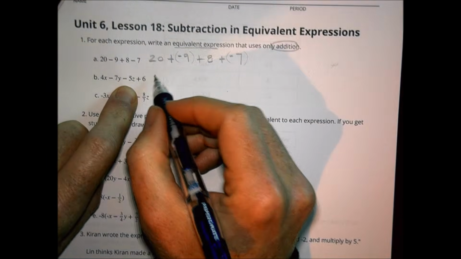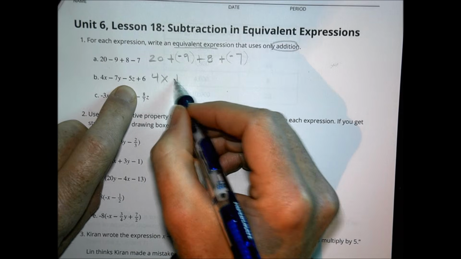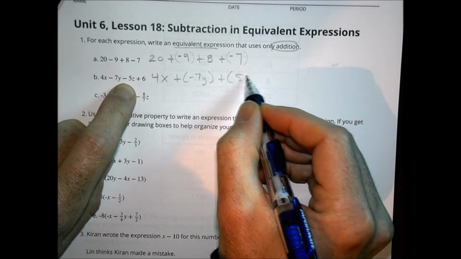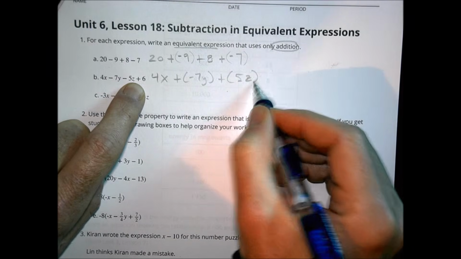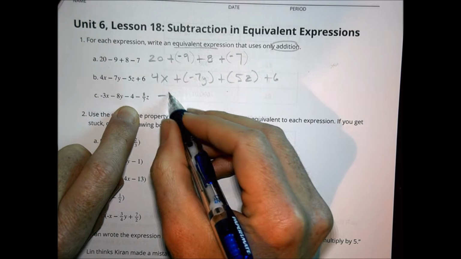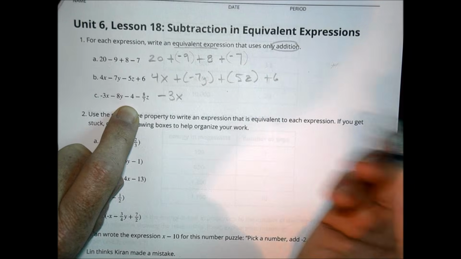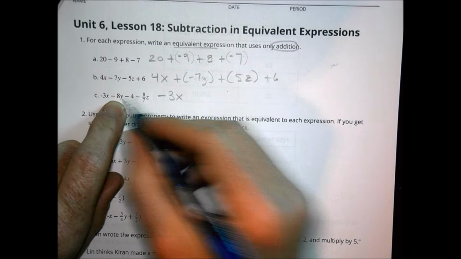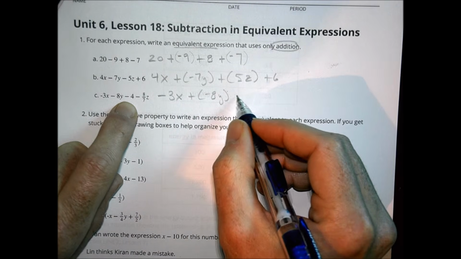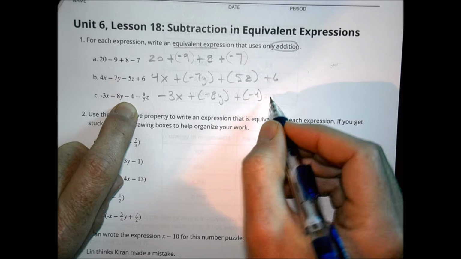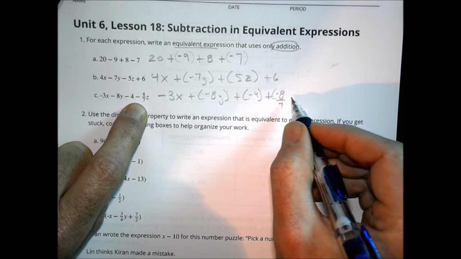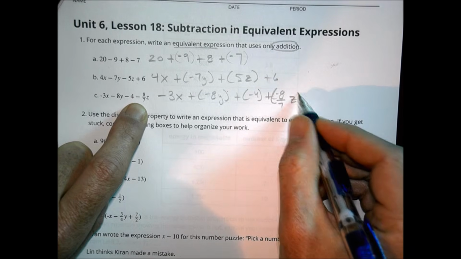Here, we would do 4x plus the opposite, negative 7y, plus the opposite, 5z plus 6. This one here, we don't have to worry about the first one because we're not adding it, we're just calling it a negative 3x, so we can leave it like that. But this term would be add the opposite. Here we're going to add the opposite, and here we're also going to add the opposite, negative 8/7 z.